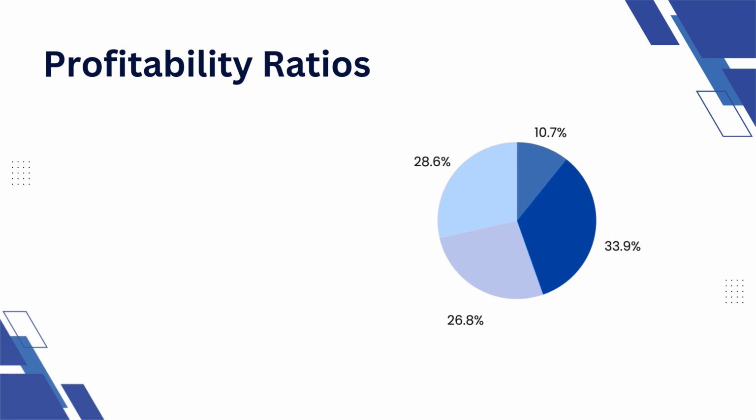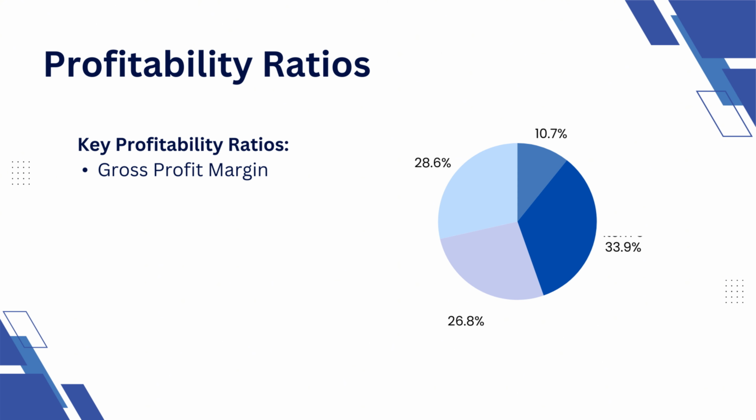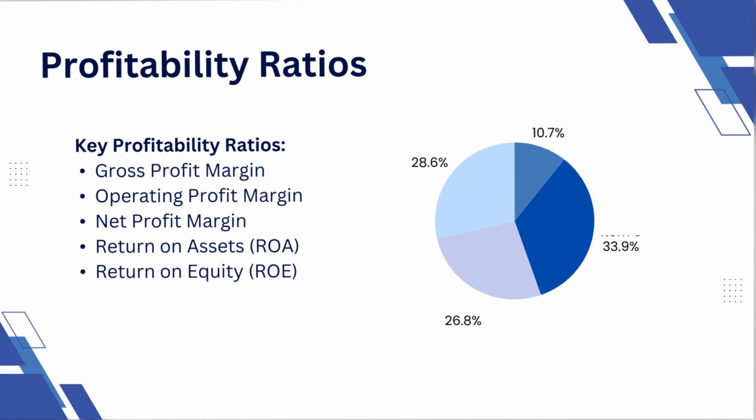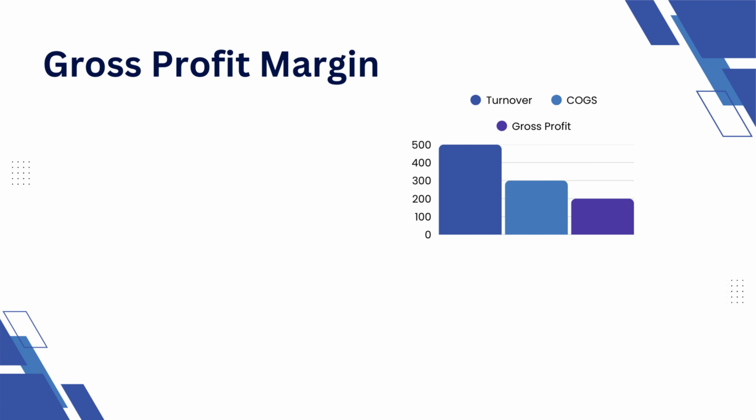In this lecture, we'll focus on 5 key profitability ratios: gross profit margin, operating profit margin, net profit margin, return on assets, and return on equity. Together, they give us a clear picture of how efficiently a company generates profit. Let's start with gross profit margin.